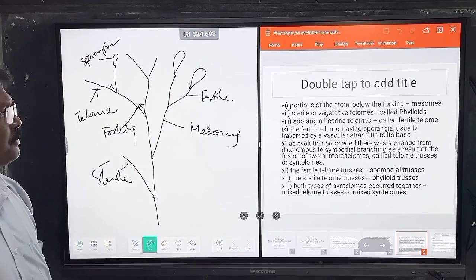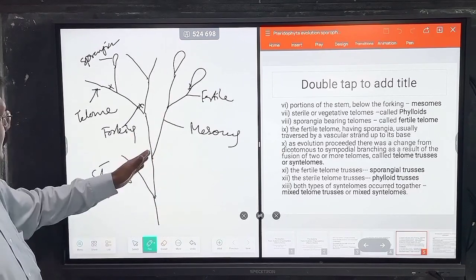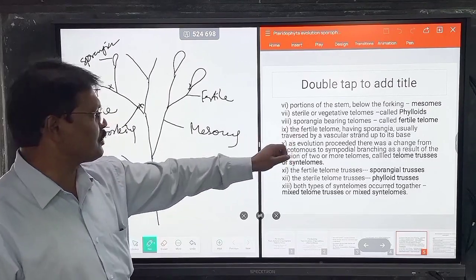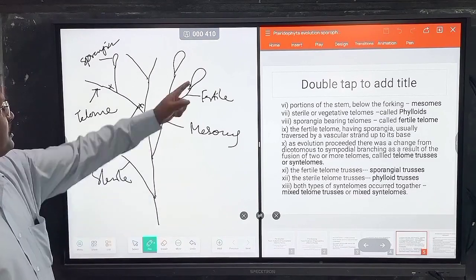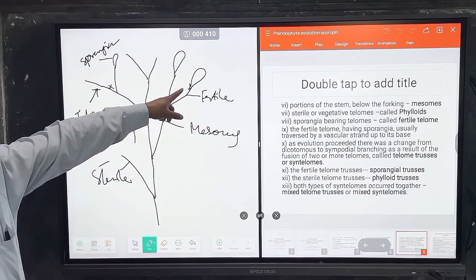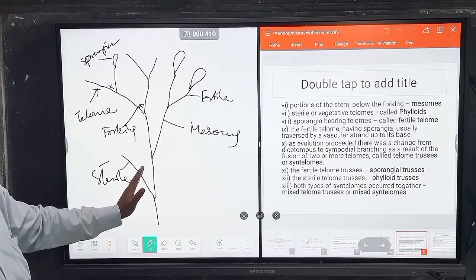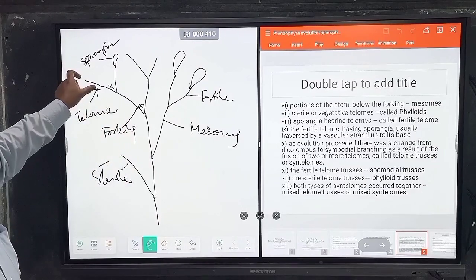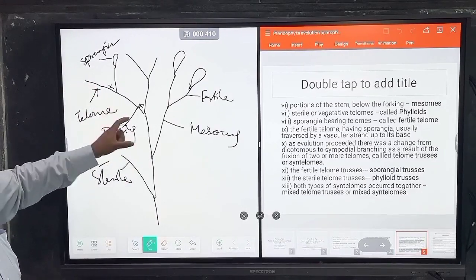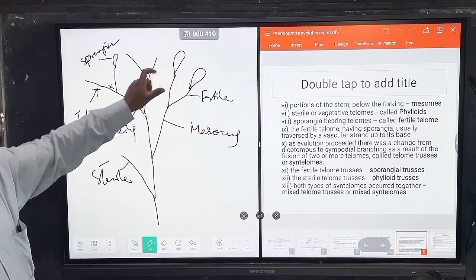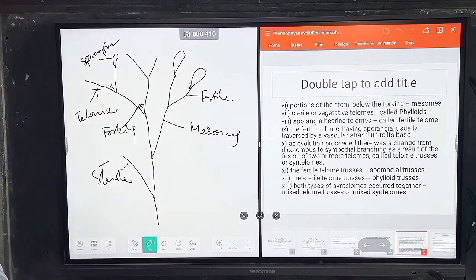Sterile or vegetative telomes are called phylloids. So these are sterile phylloids. Sporangia-bearing telomes are called the fertile telomes. So here are the phylloids as well as the fertile telomes. The terminal parts are telomes, below the forking is the mesome, these are the fertile telomes, and these are the phylloids or the sterile telomes.